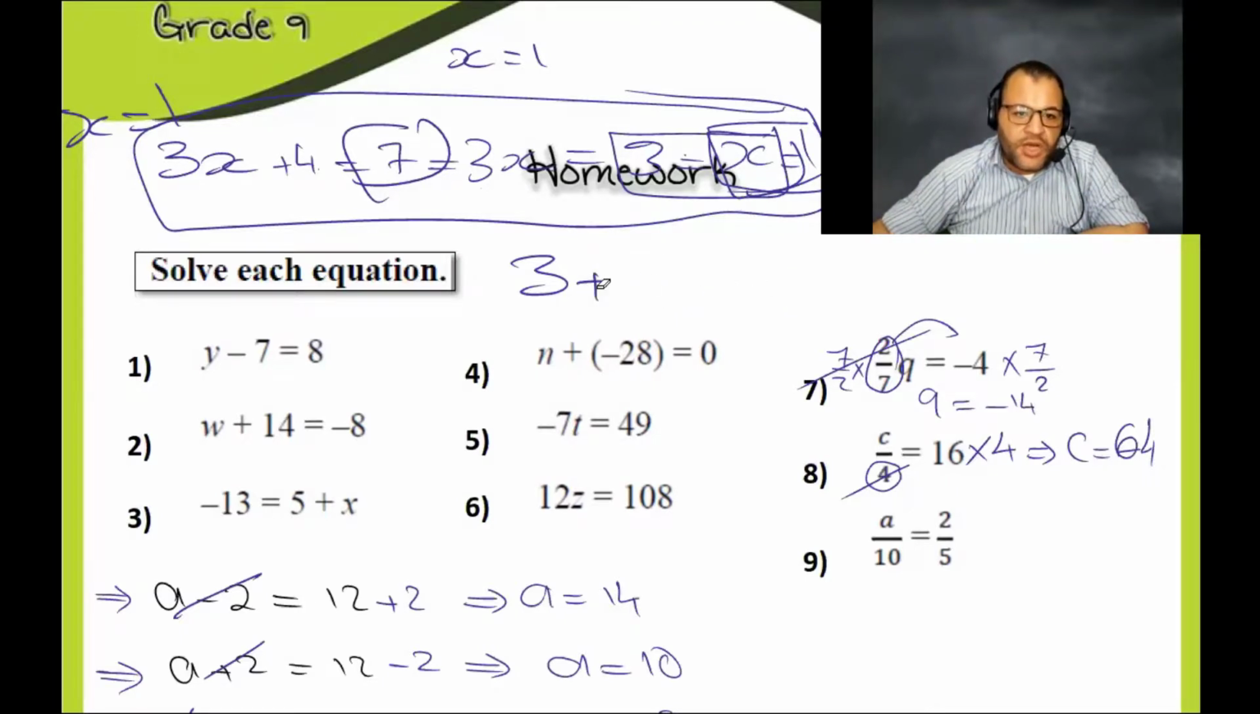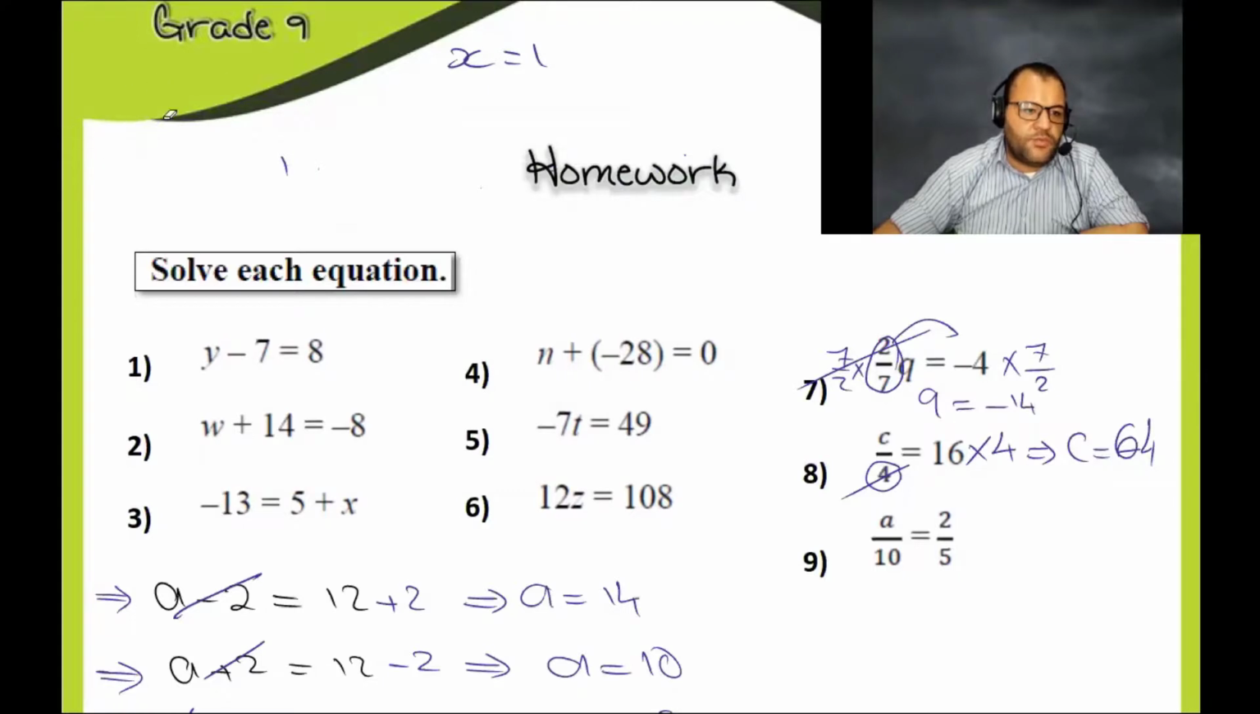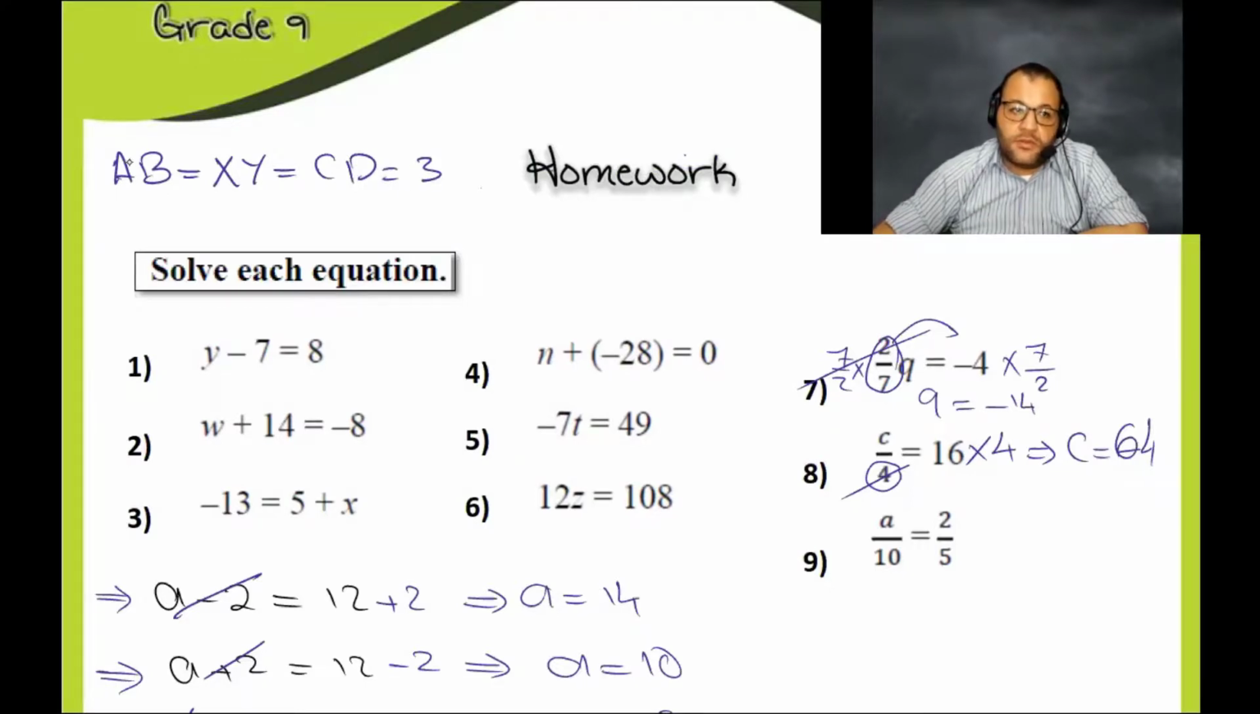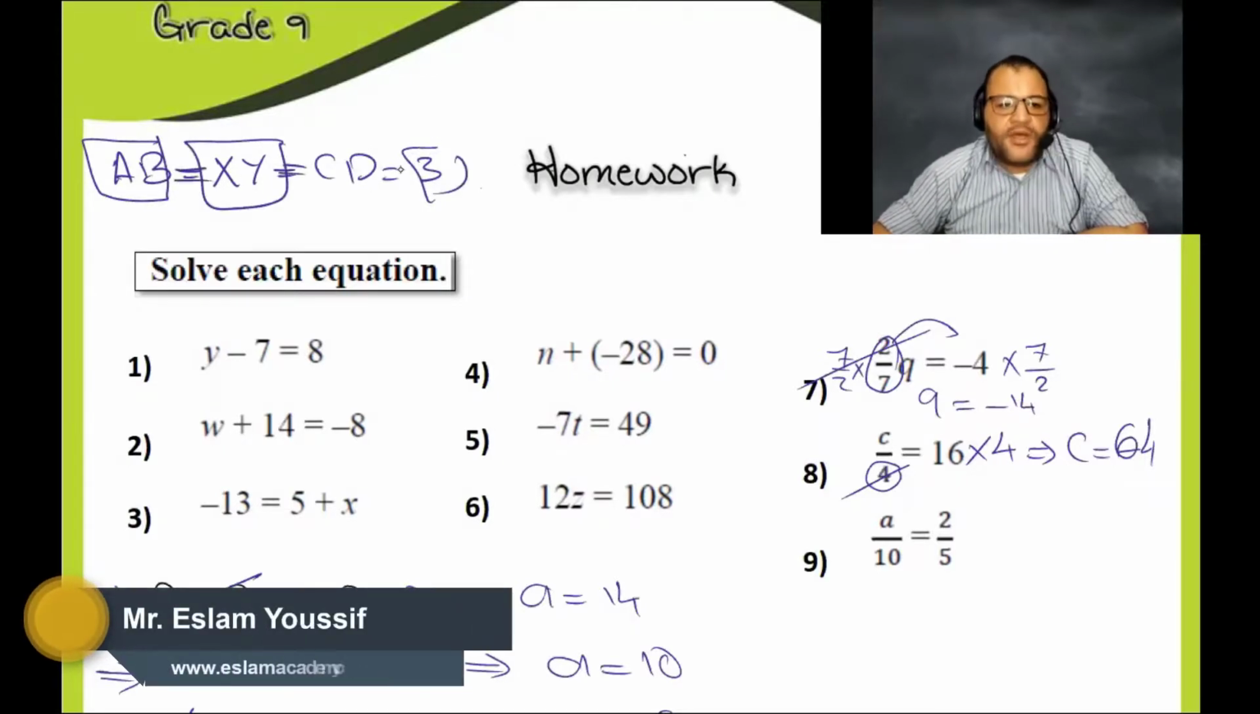So when you write this way with more than one equal sign, it means all of the terms are equal. For any question, when you have a line segment, for example line segment AB, the length of line segment AB equals the length of line segment XY equals the length of line segment CD equals 3. What is the meaning of that? It means AB equals 3 and XY equals 3. Why? Because we put an equal sign between them. There is no punctuation between them.